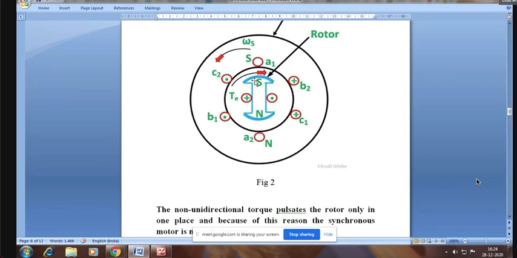Yes, sir. And hence, this keeps going, and we see that only a pulsating torque gets developed in the motor, which cannot rotate the rotor in one particular direction, and hence we say that a synchronous motor is a non-self-starting motor.